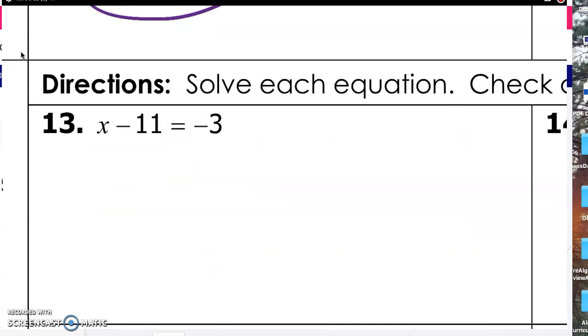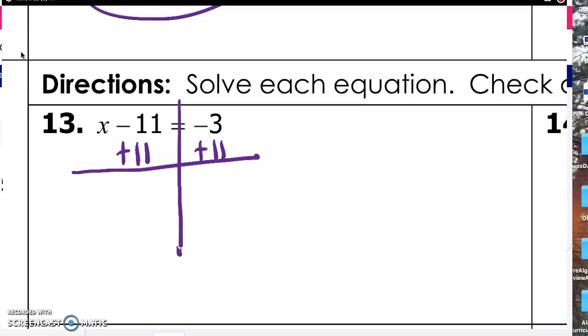13, we have x minus 11. So to get rid of minus 11, we need to add 11 to both sides. Again, if you want to draw that line down your equal sign, you can do that. Put your line underneath your work. Those cancel out. X equals 8.